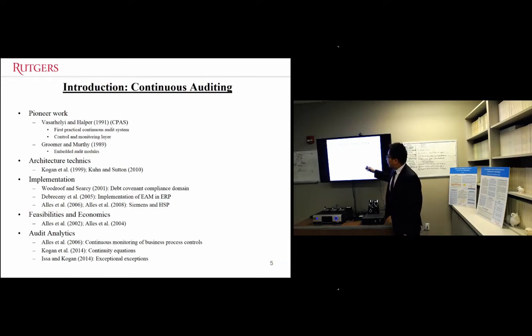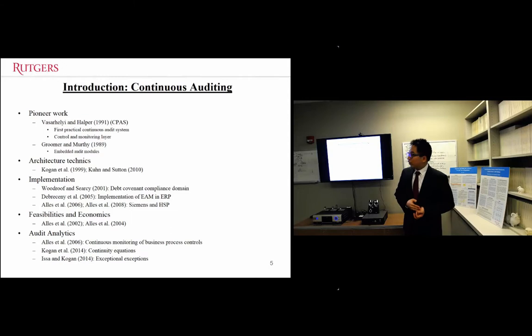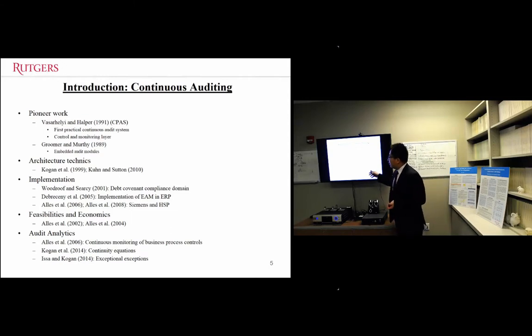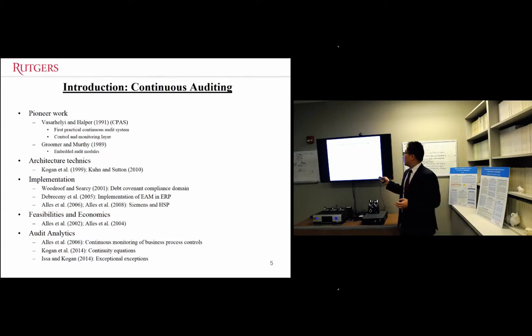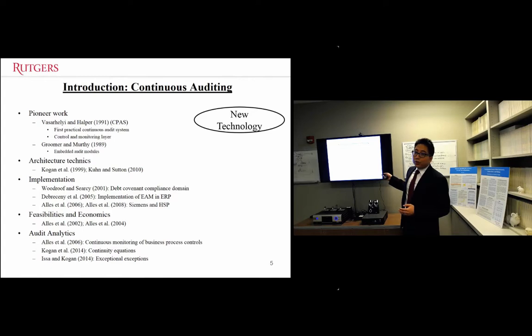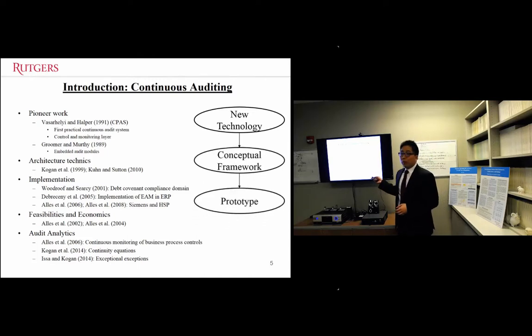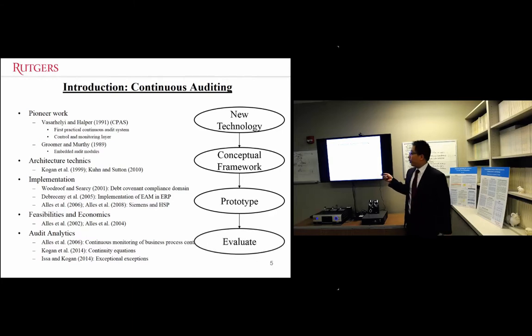we have multiple works built on the implementations, the techniques, and the applications, feasibilities, economics of continuous audit. Usually, we try to find the exceptions and anomalies from the transaction pool and identify the fraud or misstatement. So we introduced three different technologies: blockchain, cloud in-memory computing, and deep learning. This dissertation uses the design science paradigm, where we introduce new technology, then we provide a conceptual framework, and we prototype the framework, and then evaluate this prototype.